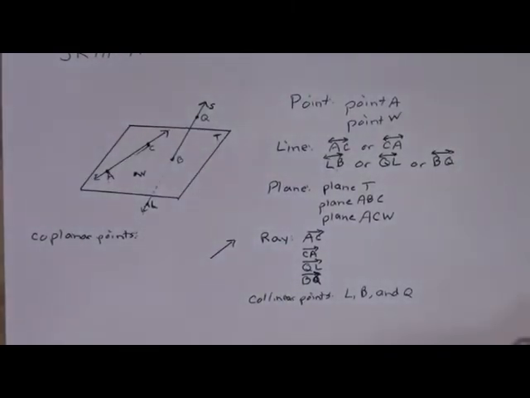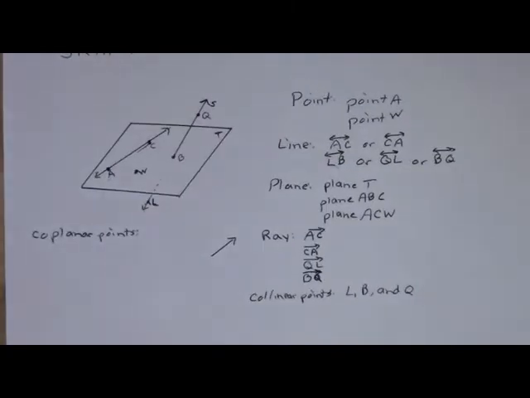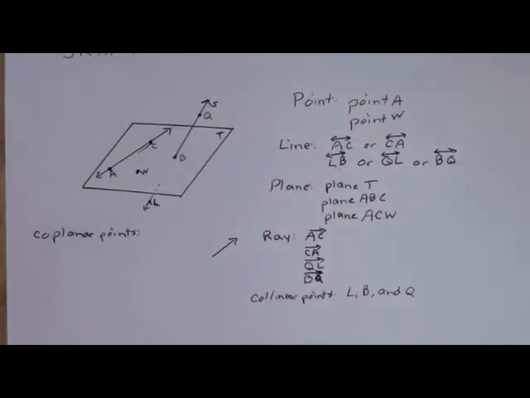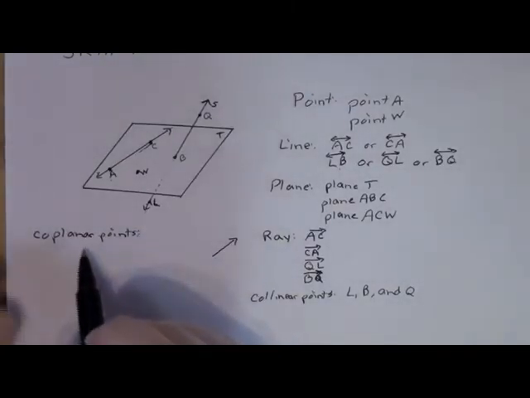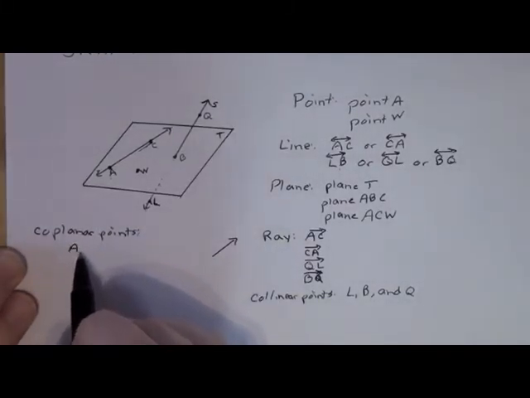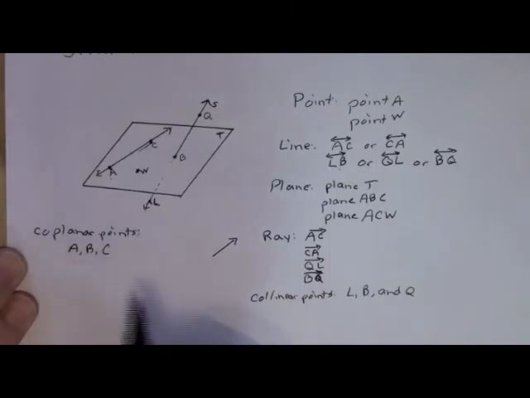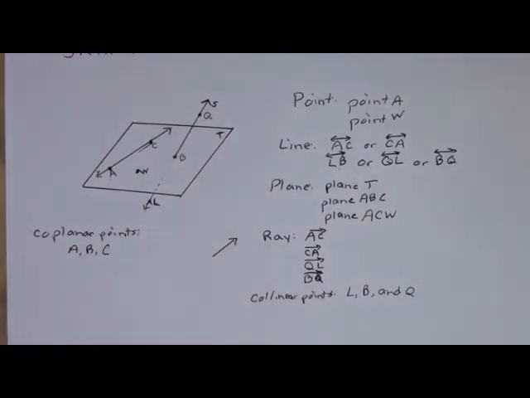Coplanar points are points that are on the same plane. So for example here, when we named plane ABC, we named it ABC because A, B, and C were on the same plane. So we could still use A, B, and C as our coplanar points.